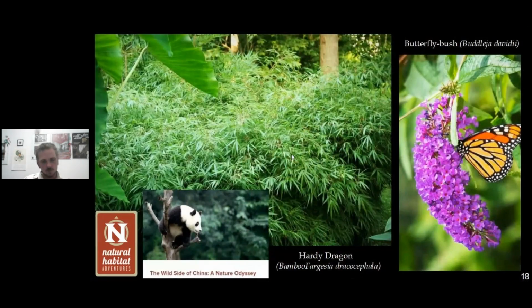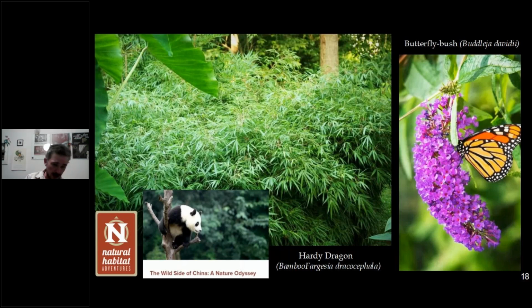I don't know about you, but when thinking about China, I immediately think straight away about pandas, of course, but also about one of the most famous plants in the world, the bamboo. A species I'd like to mention is the hardy dragon. Why? Because this plant is a significant source of food for the giant panda and one of its favorites. The scientific name comes from another ancient Greek word that means dragon head.